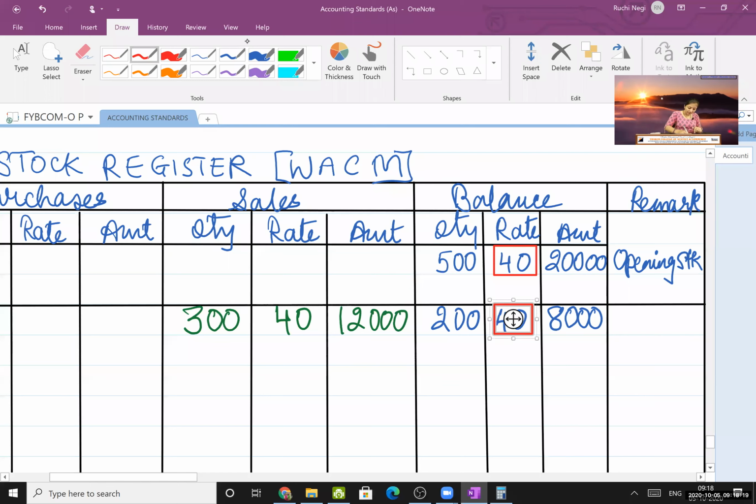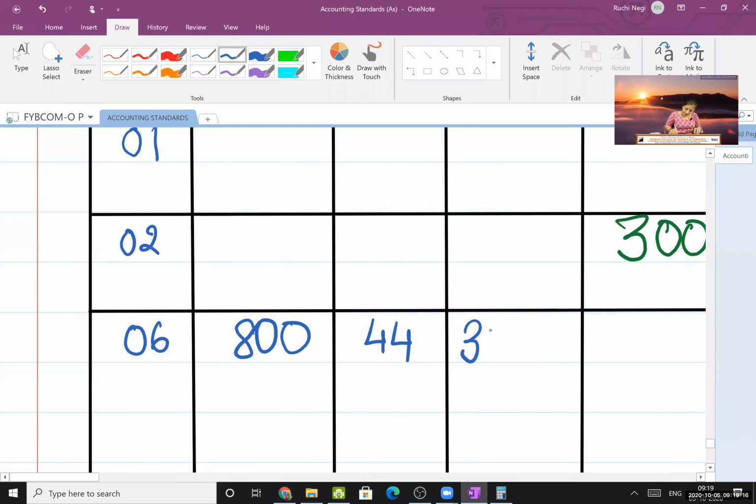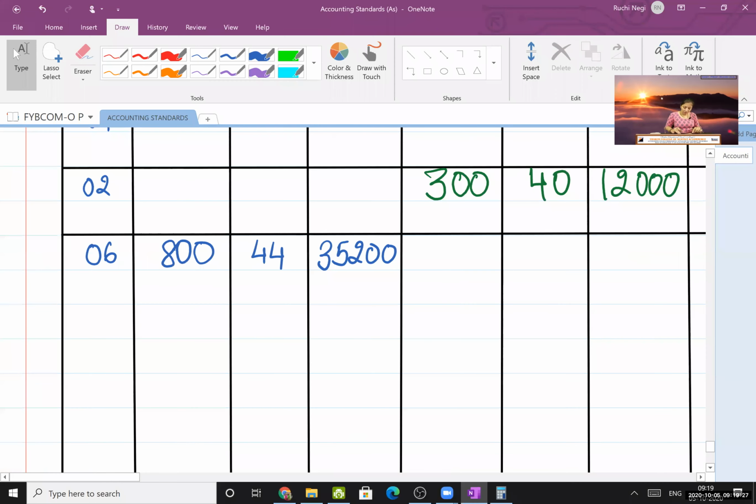Okay. Now next is 6th January. There is a purchase, 800 units at 44 rupees. So write down here 6th January, 800 units at 44 rupees. Multiply 800 into 44, 35,200. So write here 35,200 in the purchase column.